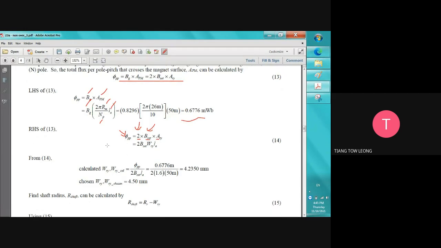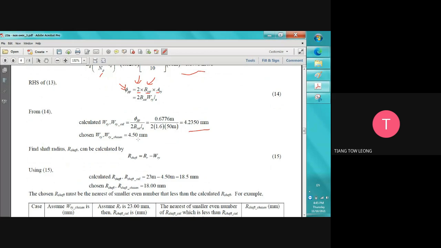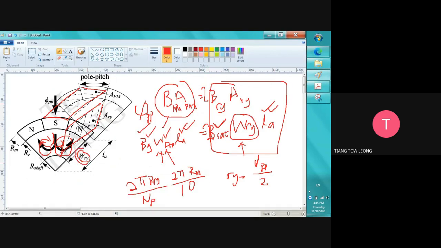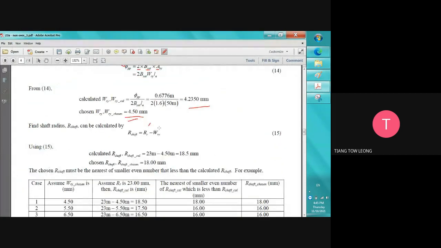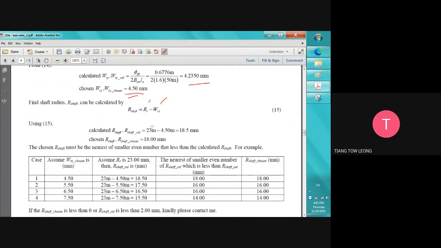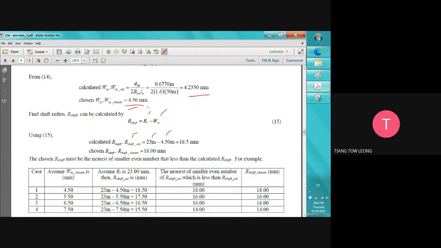And then we do some calculation, and we get the rotor-yoke width, which is about 4.23, then 4.5. So if we have already calculated the rotor-yoke, and we want to find the shaft radius, we just use RR minus rotor-yoke. But this time it is a little bit different, because the value that we choose must be smaller and an even number. So for example, R shaft calculated, we use 23 minus 4.5.